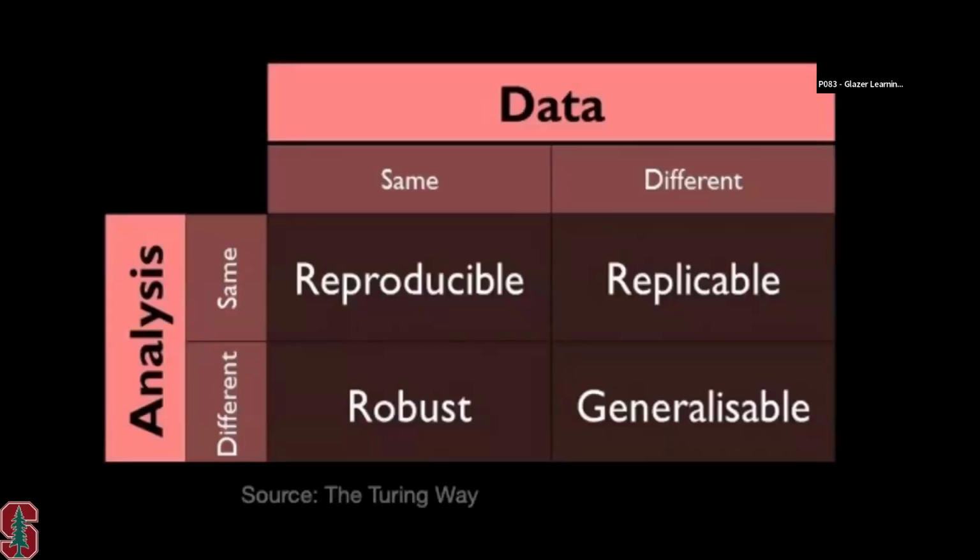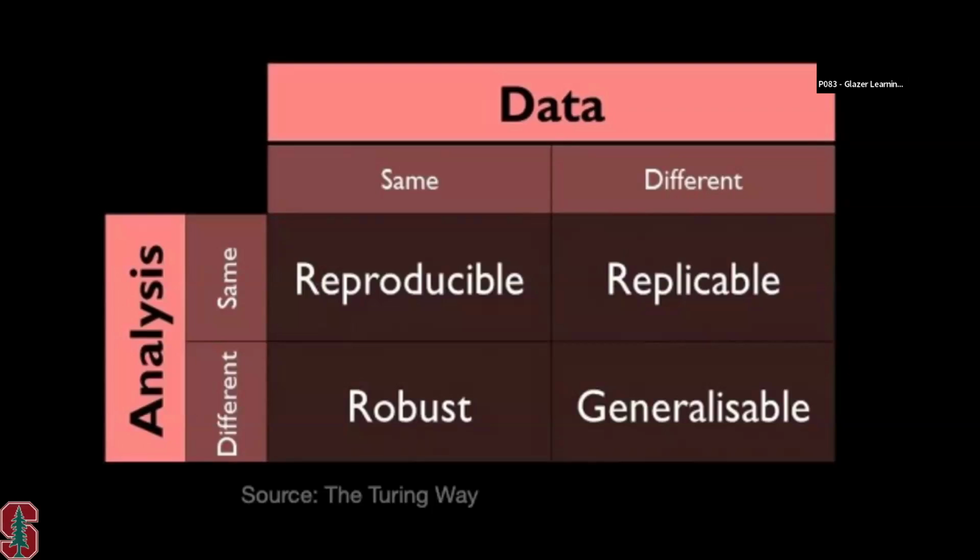So, okay, first of all, some definitions. What does it mean for something to be reproducible, to be replicable, robust, and generalizable? If you're doing the same analysis on the same data, that's what's called reproducible. If you're doing the same analysis on different data, that's replicable. You replicate something by using the same analysis, but you get new data and you apply that analysis to that data. Then if you're doing a different analysis on the same data, it's more robust. If you're doing a different analysis on different data, then that's generalizable.